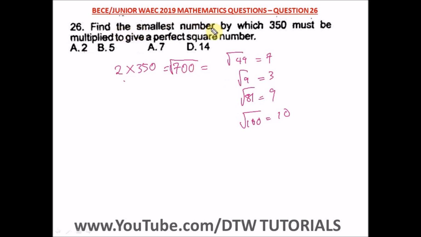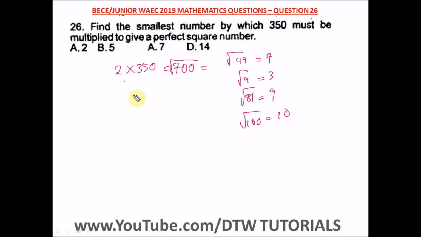It says find the smallest number by which 350 must be multiplied to give a perfect square. If you use 2, it will give us 700. It's not a perfect square. If you use 5, it will not give us a perfect square. If you use 7, you're going to use your calculator. This is quite easy. It's just for you to use your calculator to try out all the options, okay?